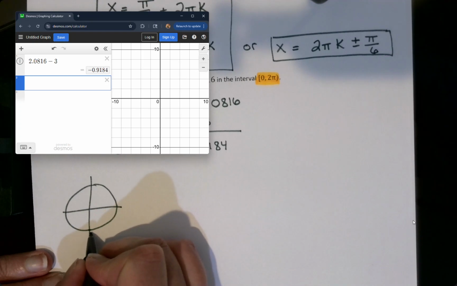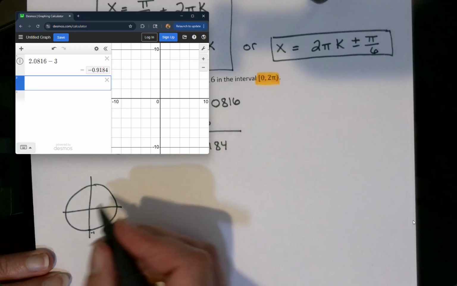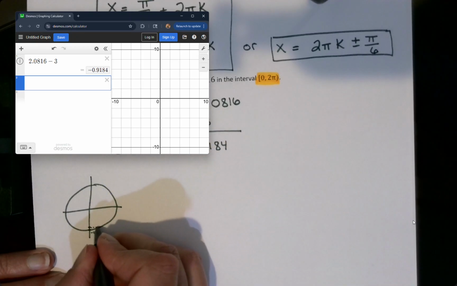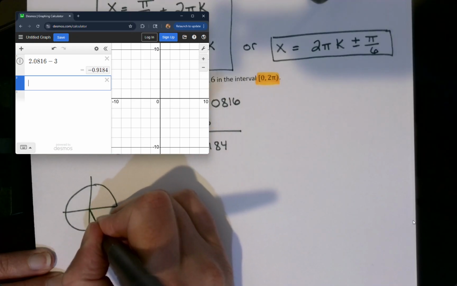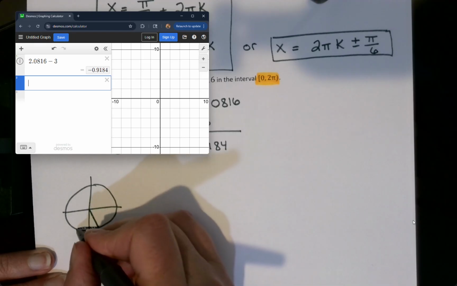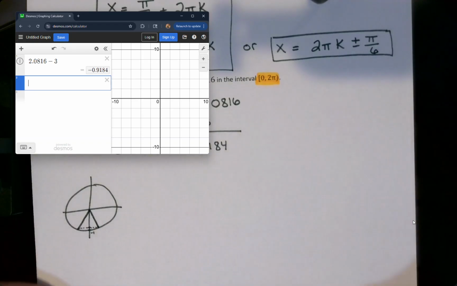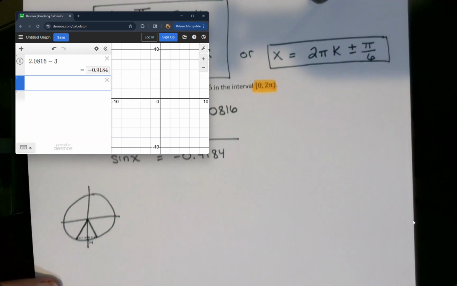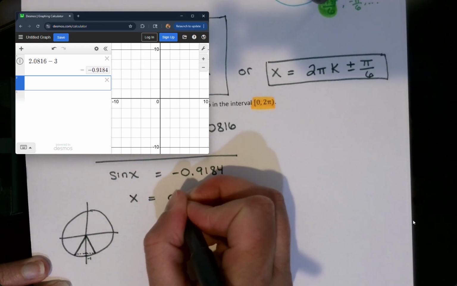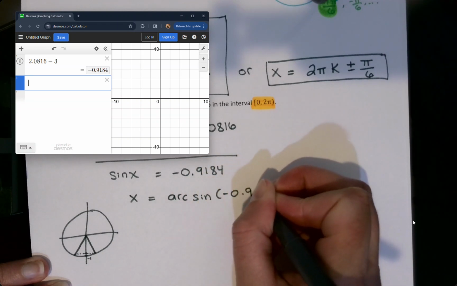We know that on the unit circle down here would be negative 1 for the y value. So if the sine value, which is the y coordinate, is negative 0.9, it's quite low. And so our angle would be something like here or here. So we're going to have an angle that's going to be one of these two. I don't know what it is, so I will need to use the arc sine function in order to find that. So x is equal to the arc sine of negative 0.9184.